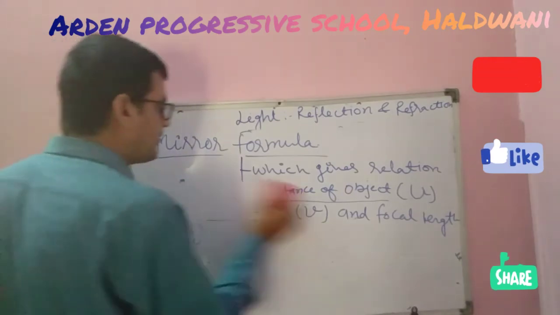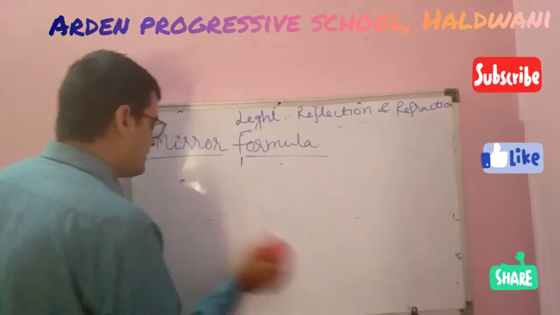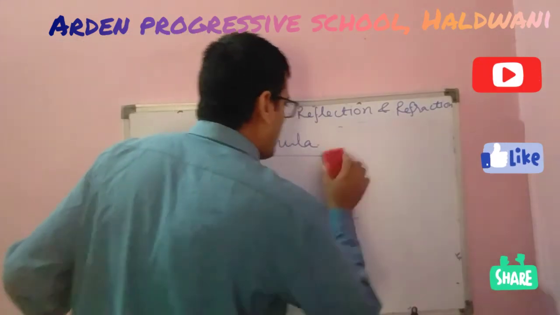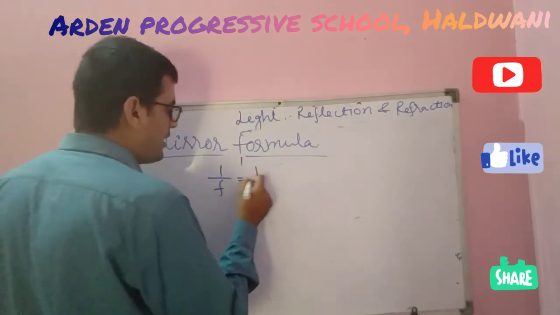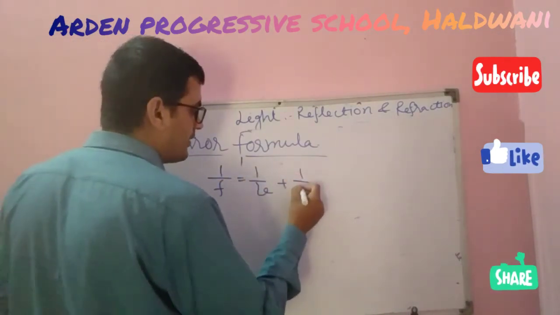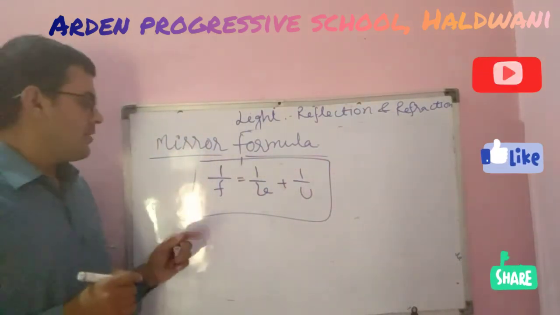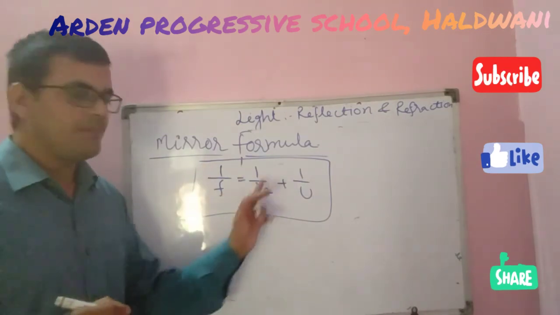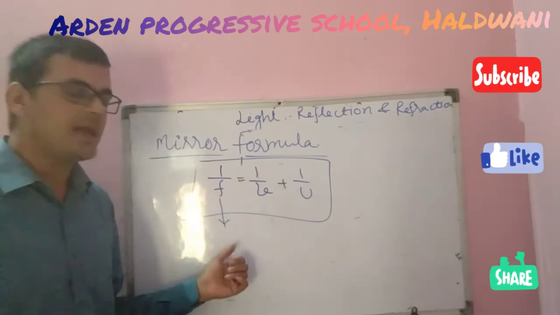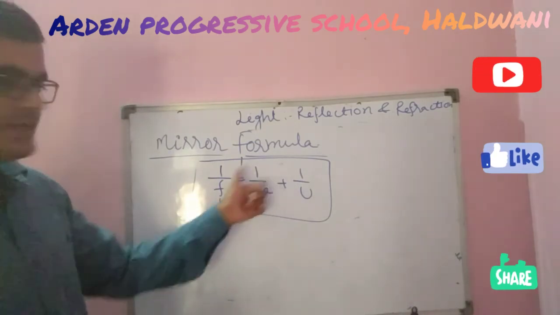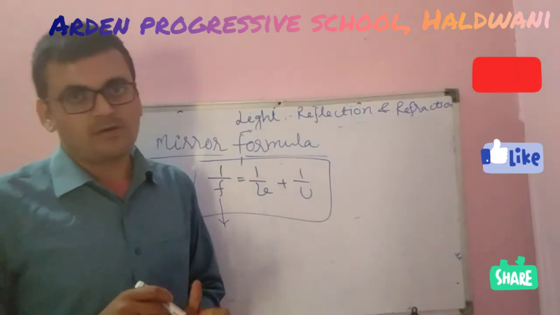It is a very simple formula and it is generally asked in the examination. So many numericals come in this formula, and this is the formula: 1 upon f equal to 1 upon v plus 1 upon u. This is the mirror formula. Where f is the focal length, v is the distance of image, and u is the distance of object.